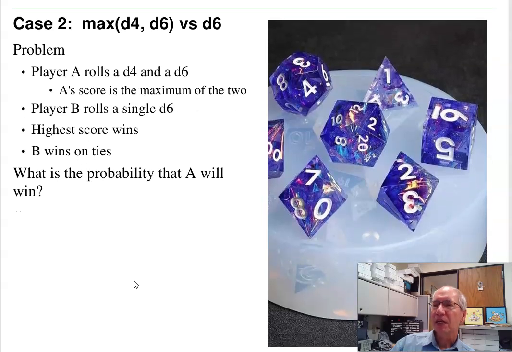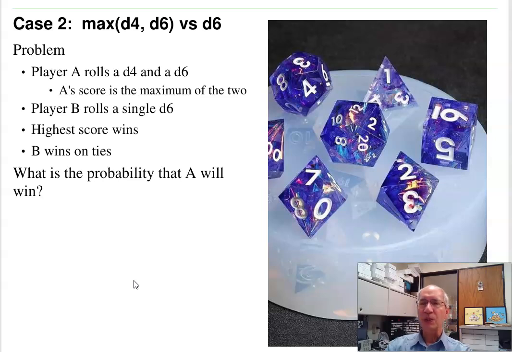Second case. Let's do something more complicated. Suppose I have a game where A rolls a 4-sided die and a 6-sided die, takes the maximum of the two. B rolls a 6-sided die. High score wins, B wins on ties. Now if you had a choice, do you want to take the 4-sided die and 6-sided die and lose on ties, or take the single 6-sided die and win on ties? Which one's better?